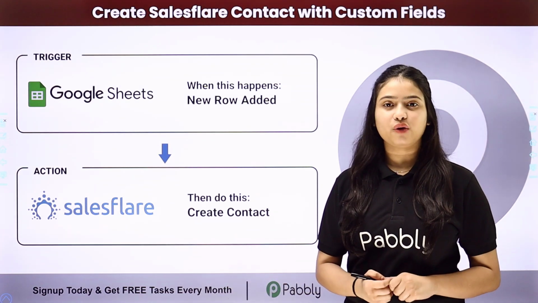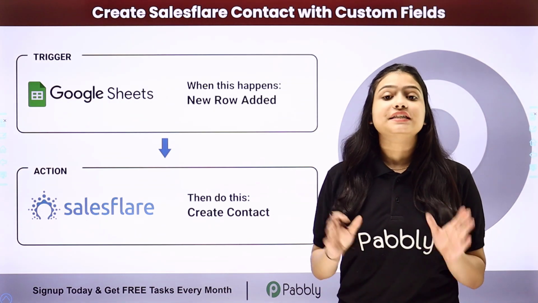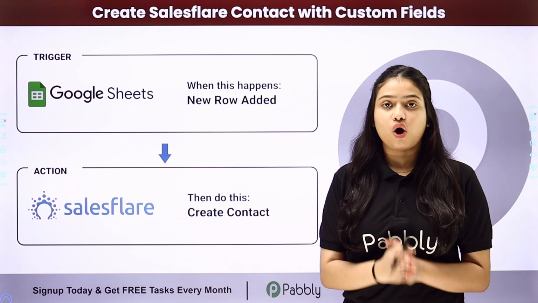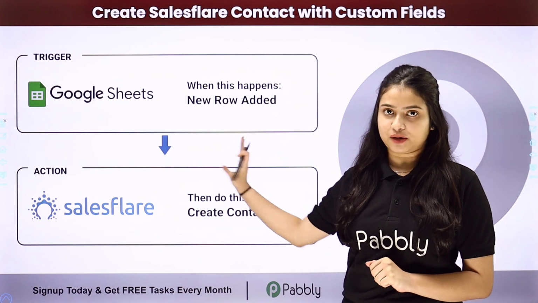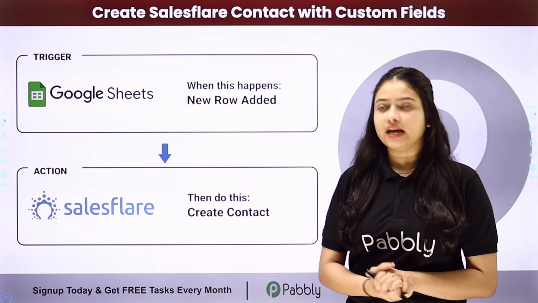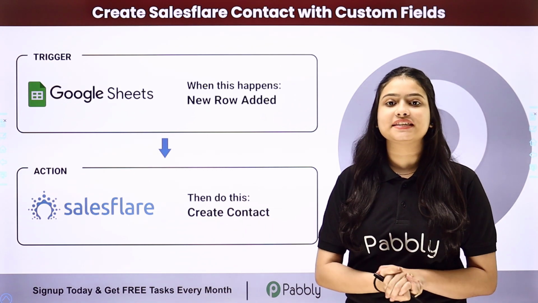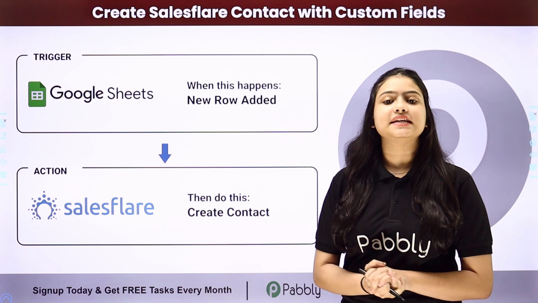In this video, we are going to learn how to create Salesflare contacts with custom fields. Suppose I have prepared a Google Sheet with all the details, and now I want that as soon as I add a new row in that same spreadsheet, automatically by using that same response, a new contact should be created in my Salesflare account, which is an amazing CRM software, with custom fields. So how are we going to automate this entire process?